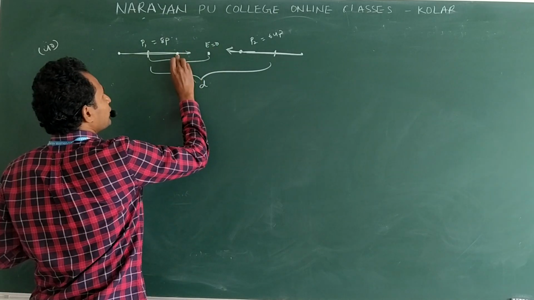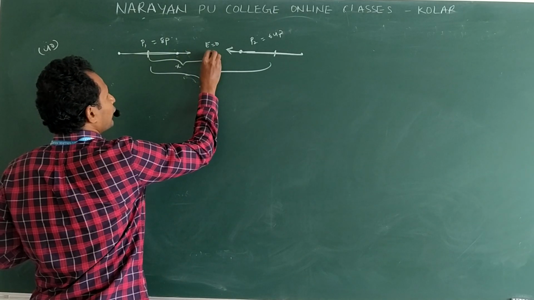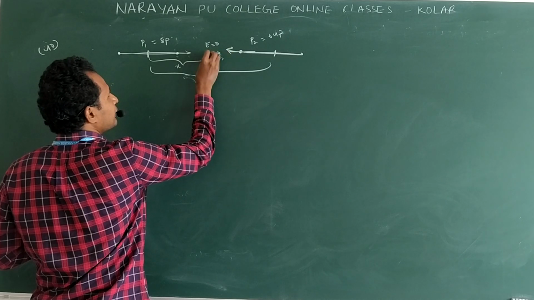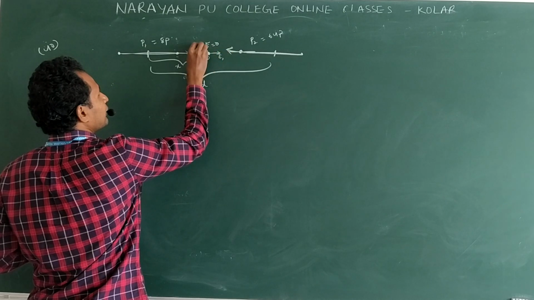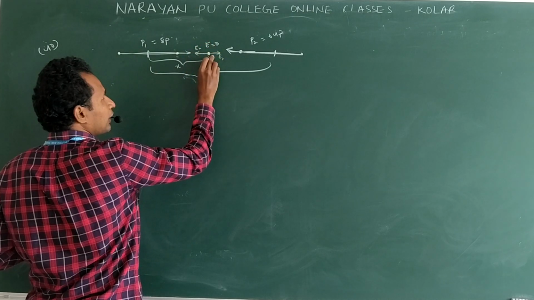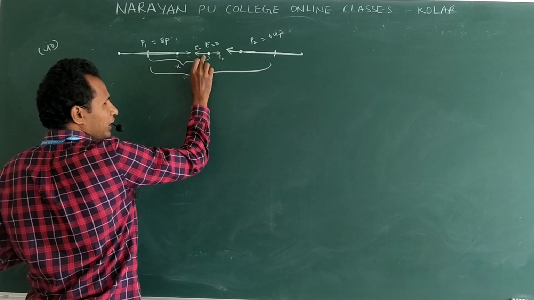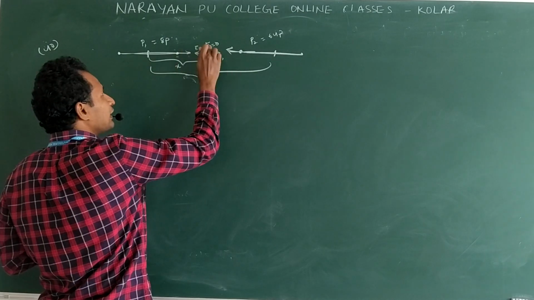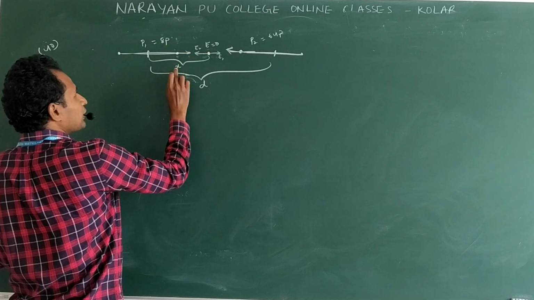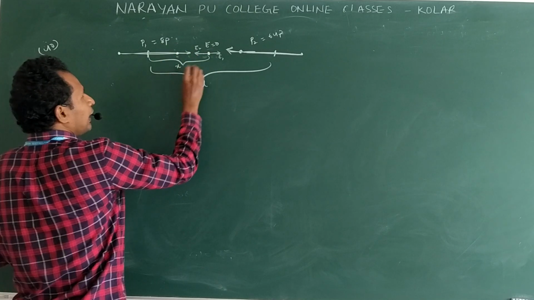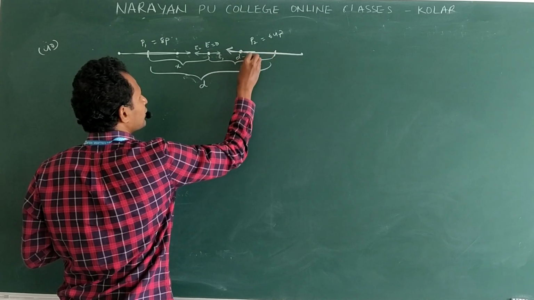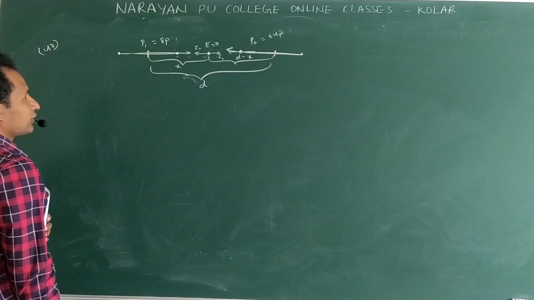Electric field 0 means this dipole moment's electric field acts in this direction, let us say E1, and this dipole moment's field acts in this direction. These two act in opposite directions. Somewhere their magnitudes will be equal, and the resultant will be 0. They mention this point from 8p is x, and the remaining distance we can consider as d minus x.